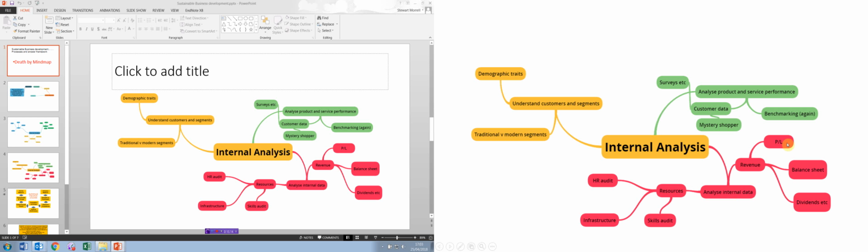Then we've got analysis of your internal data, and we looked at that in terms of revenue and resources. So revenue might be things like your profit and loss, your balance sheet, dividends that you're giving out, cash at hand, etc. Whereas your resources could be things like infrastructure. What buildings do you own? What plants, what machinery do you own? What are the ramifications of having that? Is it a cost to you, or is it a cost saver?